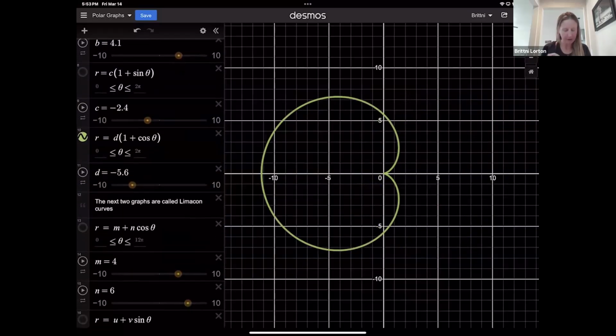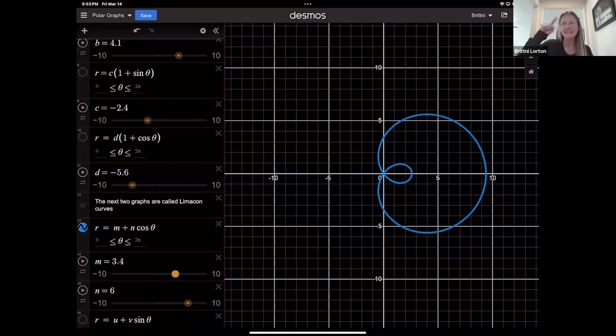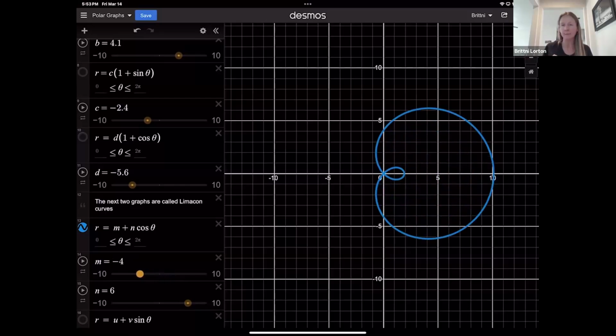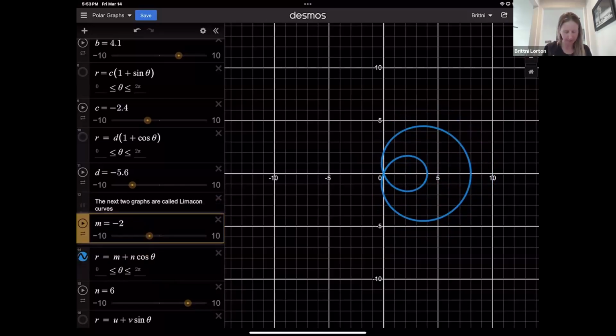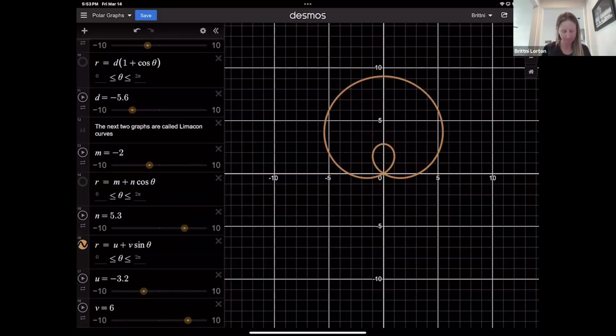If I have like a 4 plus 6 cosine, it's kind of like a heart, but it has that little inside piece, that loop. It loops itself back around, which is kind of cool to see. And then I have the same thing for the sine, but if that's upside down, you can still have that loop on the inside to see how that might look.